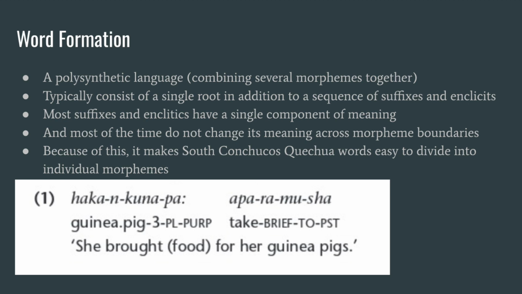As you can see, she brought food for her guinea pigs. We can see that haka and kunapa are the possessions. You can see the possessions and you can see the word formation.